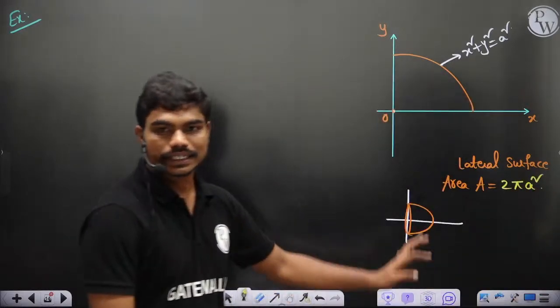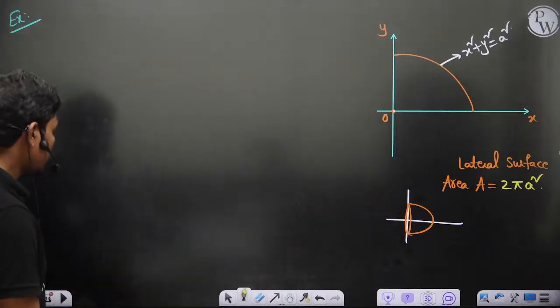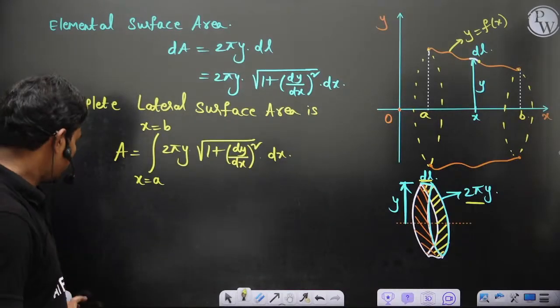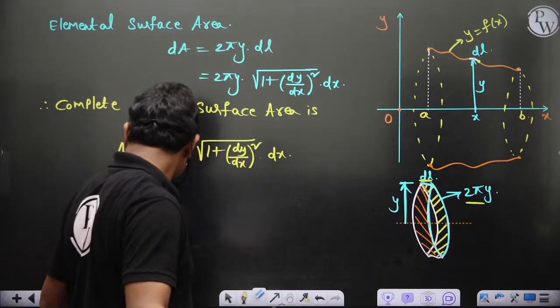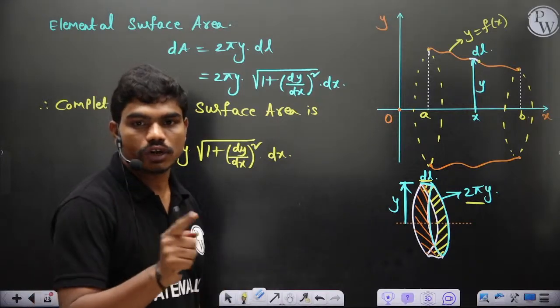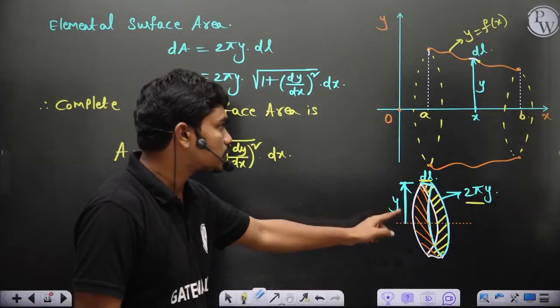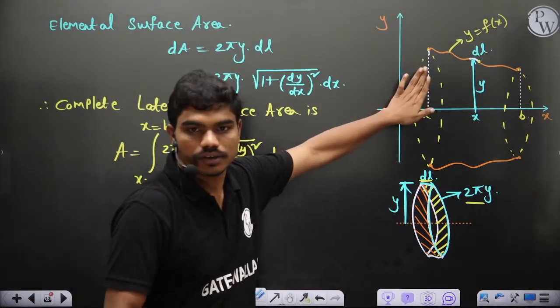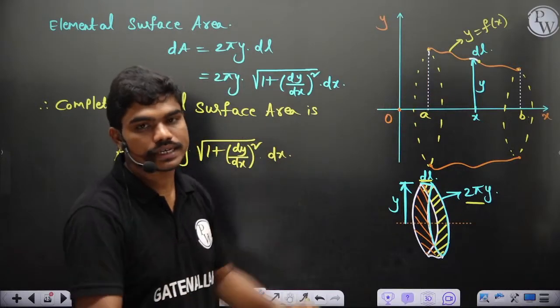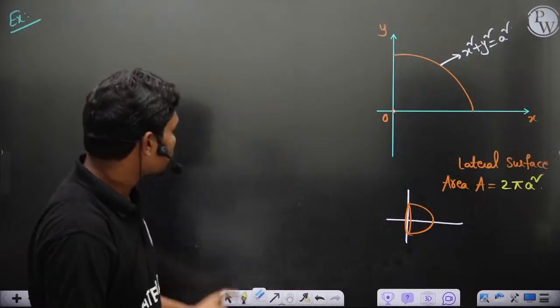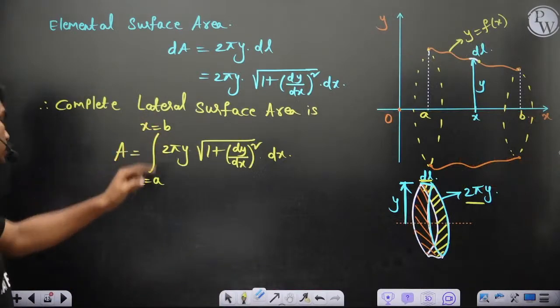So let's apply this formula and see. It's not 3 pi a square because we are not considering this base. When you evolve this, the base areas are hollow, you don't have a surface there. So we have only the lateral surface. Now let's apply this formula and try to calculate that.